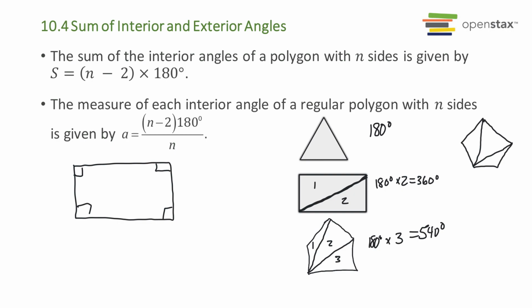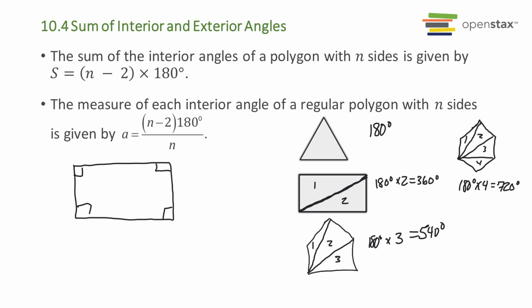And then one more time, just so we see the pattern. I created 2 5-sided figures. All right, so I've redrawn that so that we could create 1, 2, 3, 4 triangles. So 180 degrees times 4 gives me 720 degrees. And so each time we add a side, starting with a triangle, which has 3 sides, we end up adding an interior triangle.